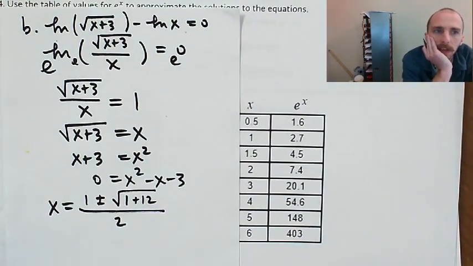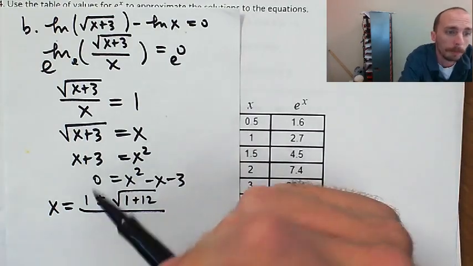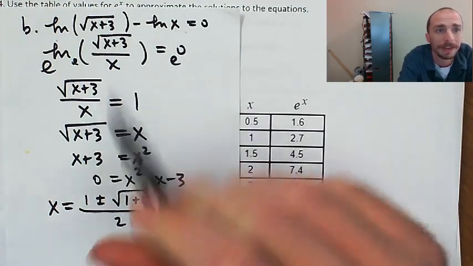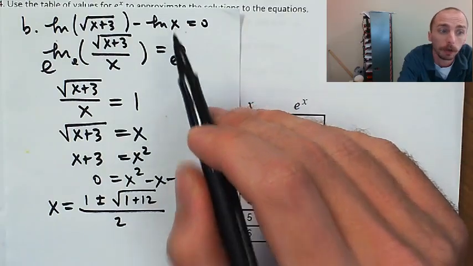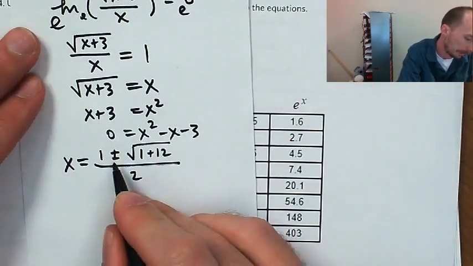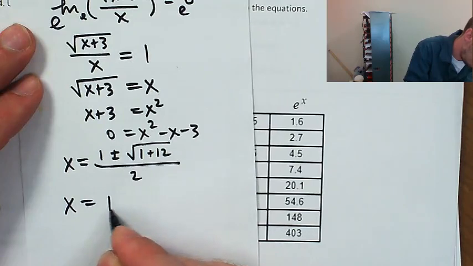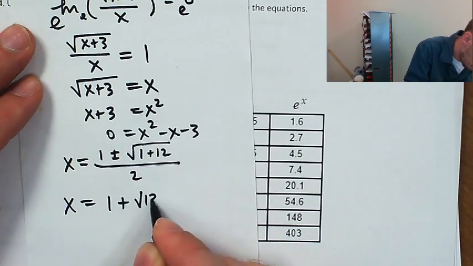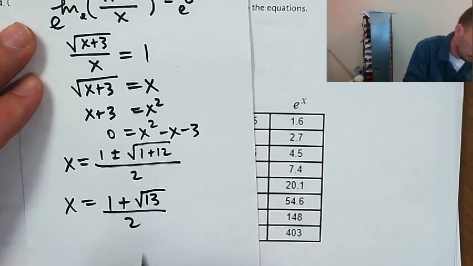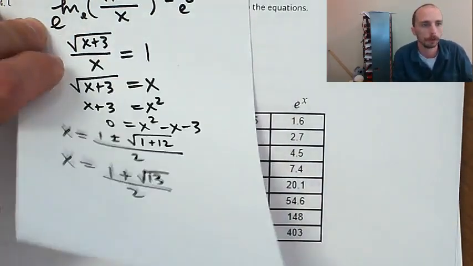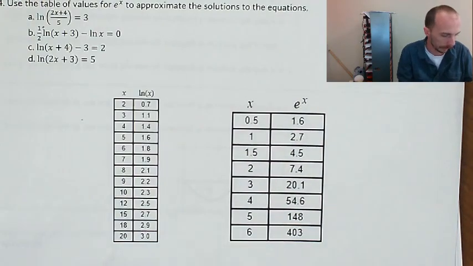Now, I'm a little concerned about the negative. Well, yeah, okay. 1 minus the square root of 13 divided by 2, that's a negative number, and that's going to be bad news. So I know that the minus is an extraneous solution, and x is 1 plus the square root of 13 all divided by 2. Okay, that's going to be the only solution to that equation. All right, that was b.